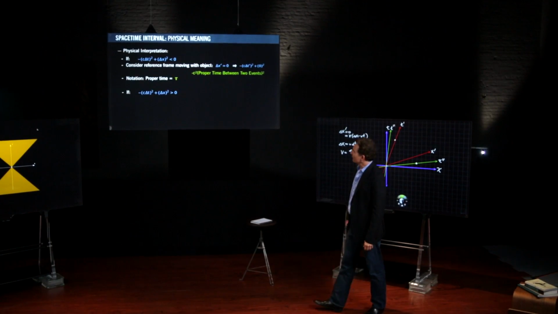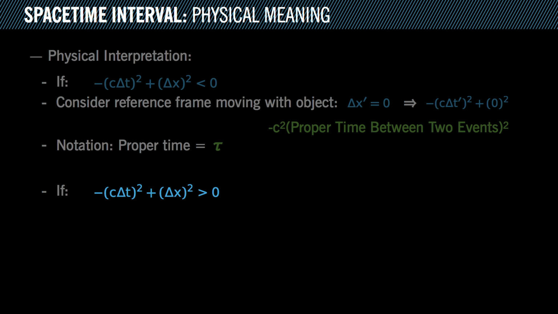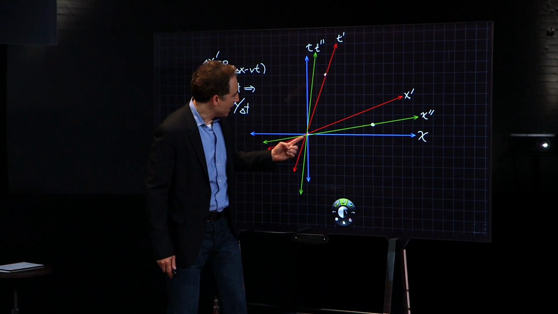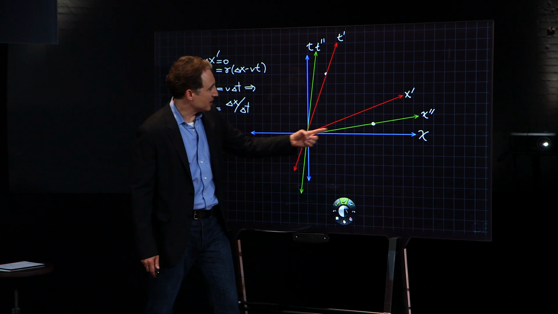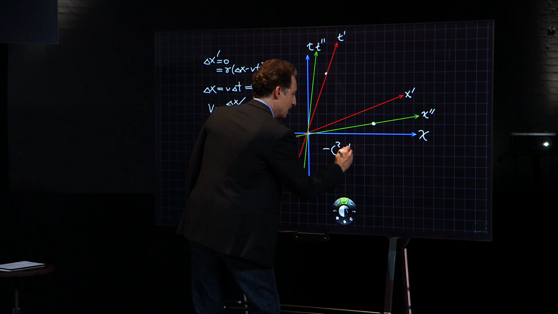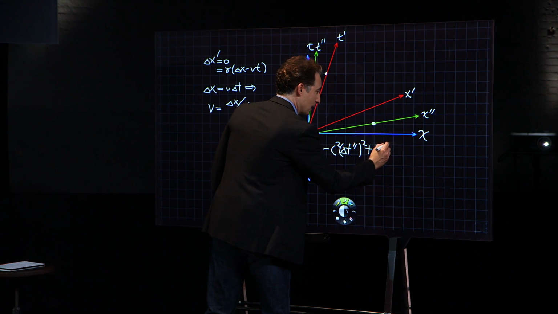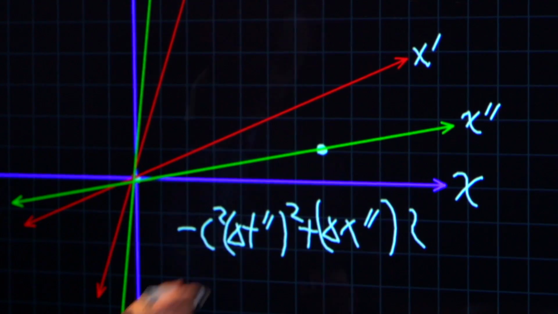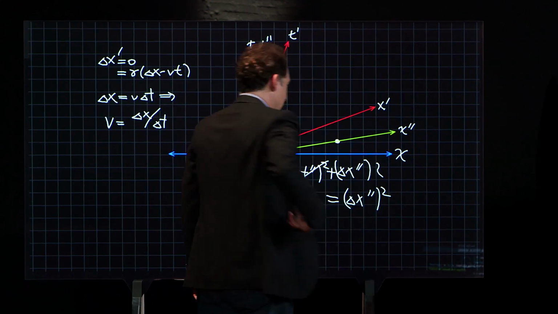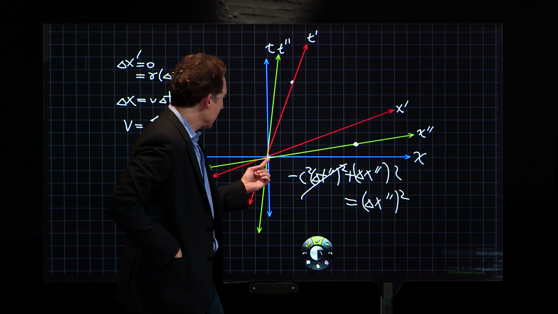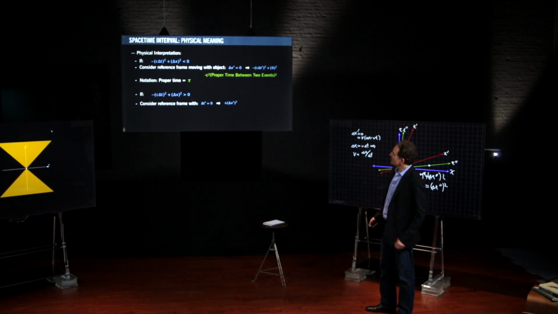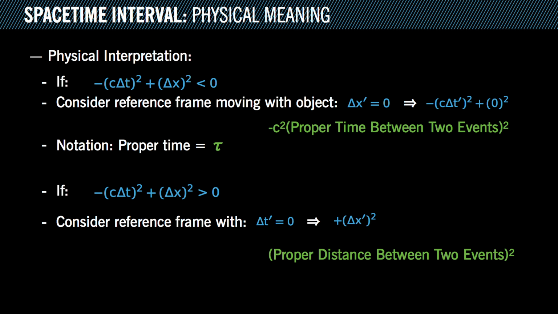What about the other case? If they are causally disconnected, what then is the meaning of the invariant interval? Well, it's pretty clear, right? What is the meaning of minus c squared delta t double prime squared plus delta x double prime squared? Well, look, in that frame of reference, the time term is equal to 0. So all we get, therefore, is delta x double prime squared. So the invariant interval between this point and this point is nothing but the distance between them measured in a frame of reference where those events happen at the same moment in time. That we call the proper distance between the two events.